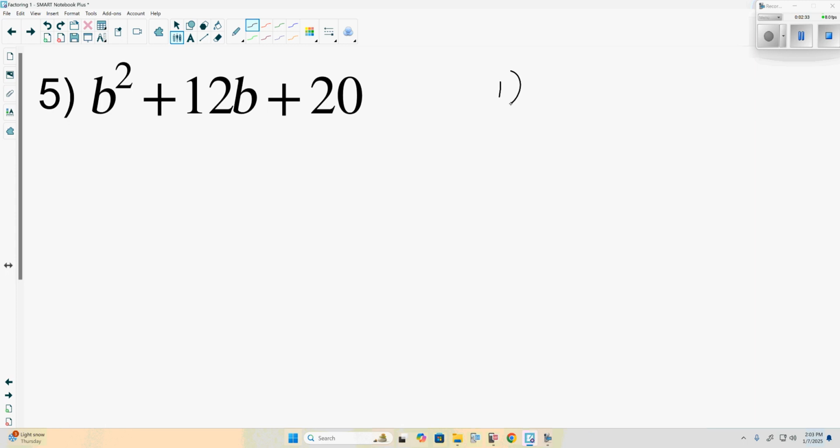Our first step, whenever we factor, is to find the greatest common factor. There's not always going to be a greatest common factor, but if there is, we need to factor it out. So our first step is to see if there's a greatest common factor between the terms. In b squared plus 12b plus 20, there is no greatest common factor between these 3 terms. So we move on to step number 2.